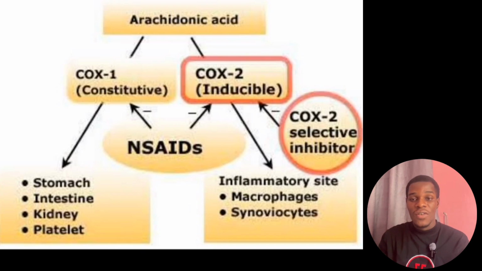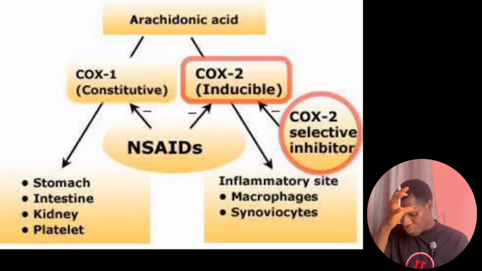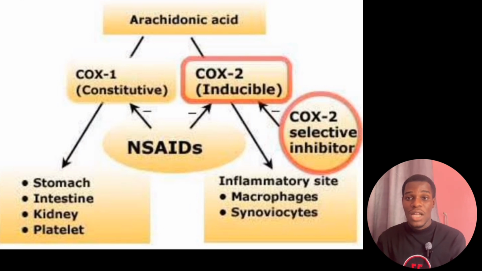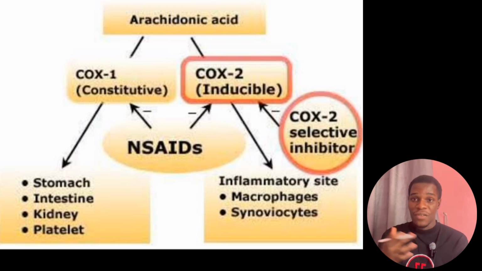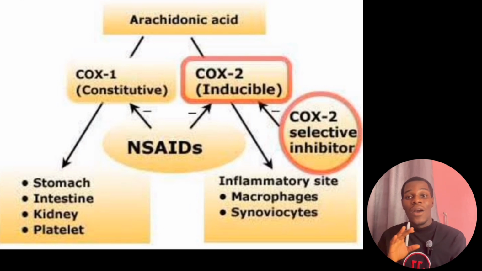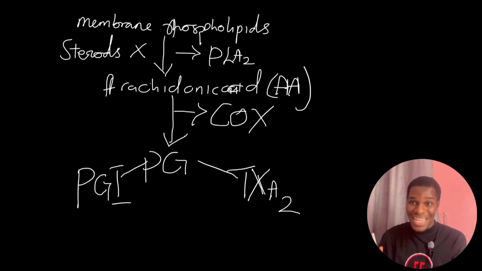COX-1 is for protection. It's always available. It protects the mucosal lining, the stomach lining. It regulates renal function in the kidney, and it is also very important for the regulation of blood flow or maintenance of vascular tone. COX-2, however, is inducible. That means it is induced during pain and inflammation. COX-2 is for inflammation.